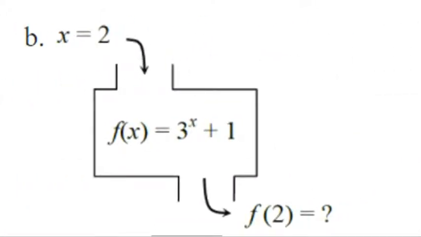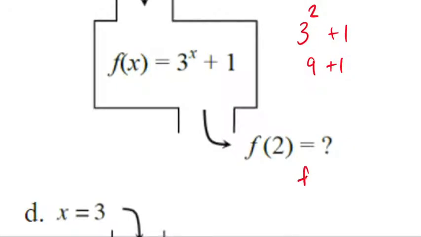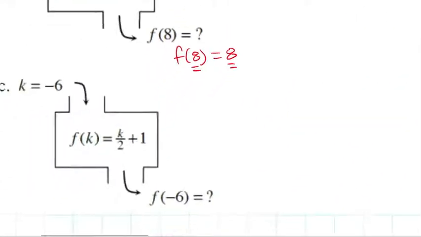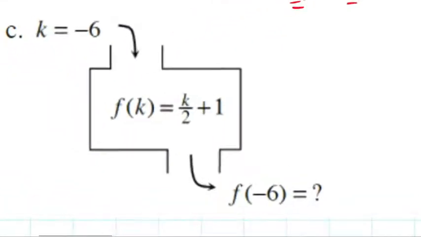Let's take a look at B. B says we are going to take the number 3 and raise that to the second power and then add 1. So we're asked what f of 2 is. So 3 is raised to the second power. That's my x value, and then I add 1. Well, 3 squared is 9, plus 1 more is 10. So when the number 2 goes in, the number 10 comes out.